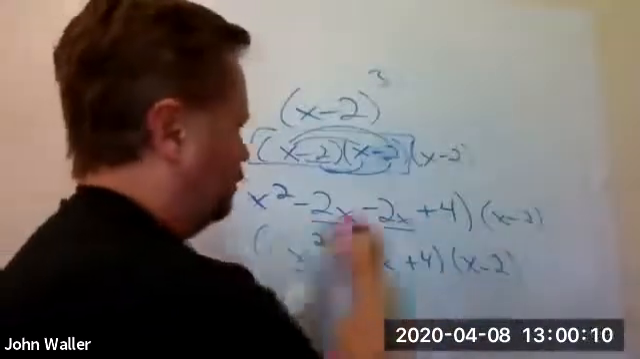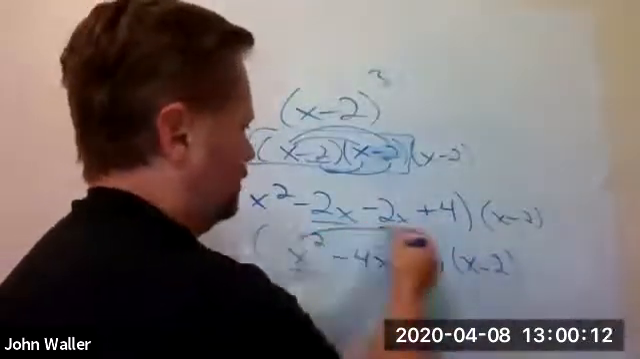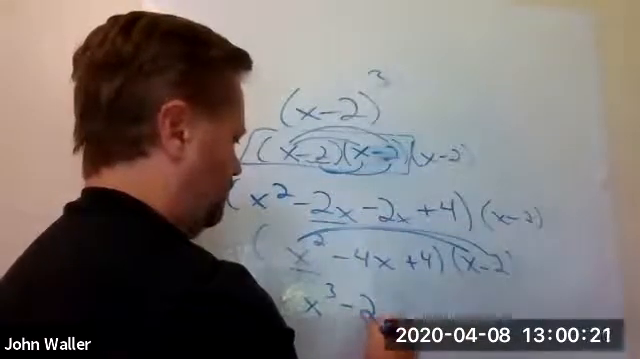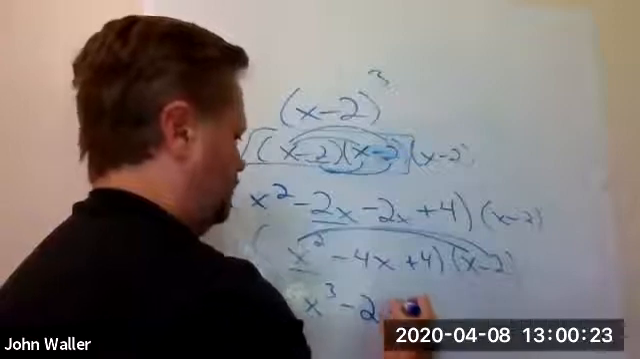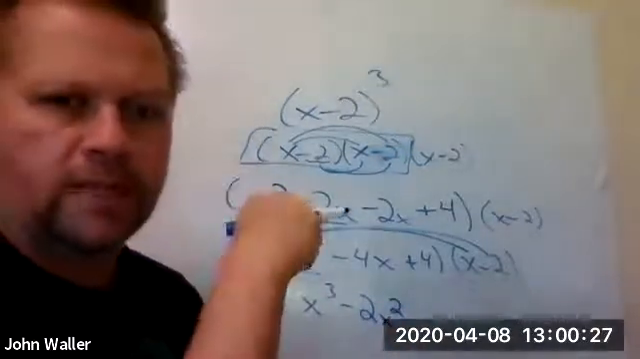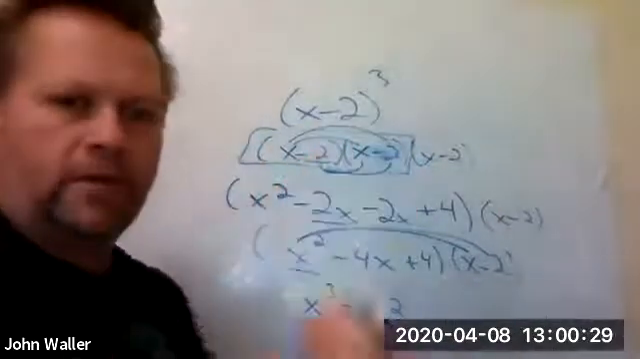He gets a turn. X squared times x. What's x squared times x? X cubed. Yes. What's x squared times negative 2? That's the funny thing about multiplying things that have nothing in common. You just slap them together, right?